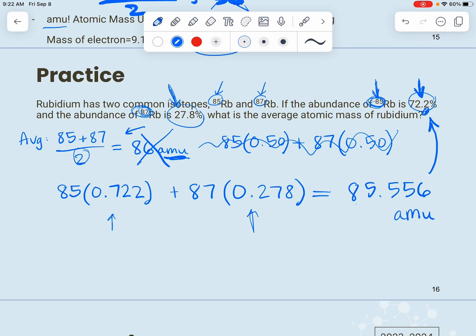So that's what it should be. You can always do that check at the end to make sure that you are closer to your more abundant version of an element. All right. Hopefully this helps you with isotopes, gives you a little bit of background.